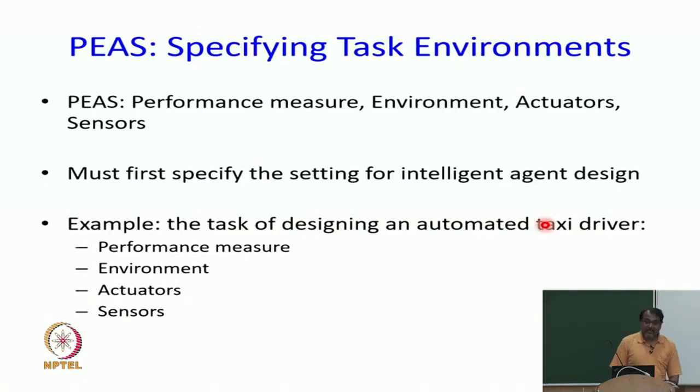Now, given a new setting, given a new organism, given a new agent, it is worth thinking about for an AI system what is the performance measure, what is the environment, what are the actuators and what are the sensors. This helps us in an intelligent agent design, right. So, let us think about, for example, an automated taxi driver. What is its environment? For an automated taxi driver, what is the environment?